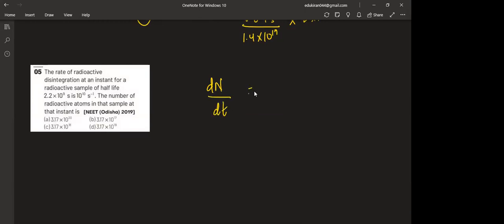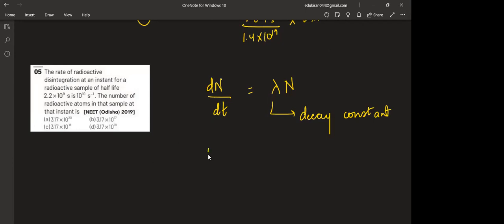dN over dt is equal to lambda N. This is the rate of change, which is directly proportional to the number of nuclei that are left. This lambda is the decay constant. Sorry, ma'am, I had a calculation mistake. I guess it's option D. Yes, D is right.